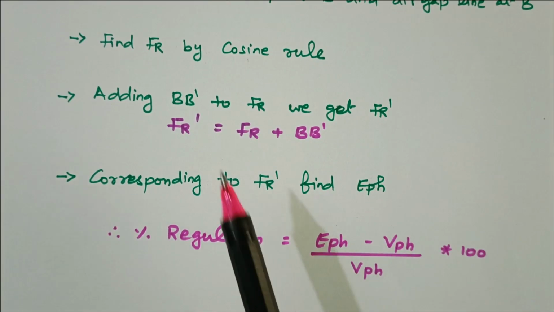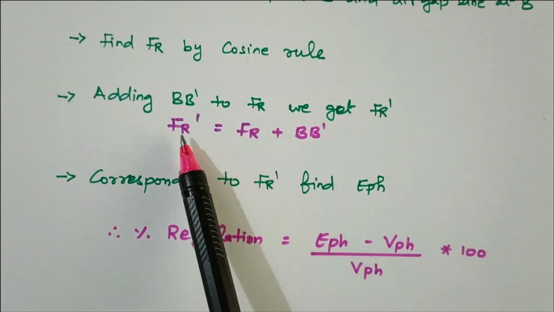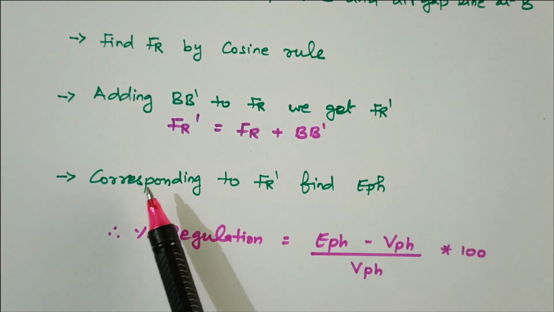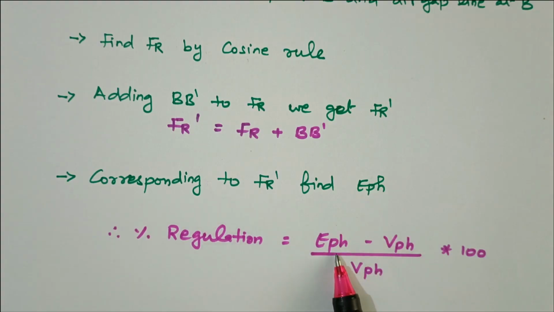Using the cosine rule, we can add FR plus B dash to give FR dash. From FR dash we are able to find the E phase. Using the E phase value we are able to find the regulation. Regulation of alternator equals E phase minus V phase divided by V phase, into 100.